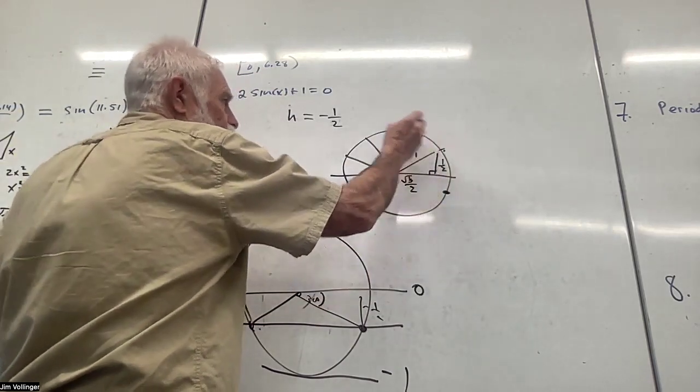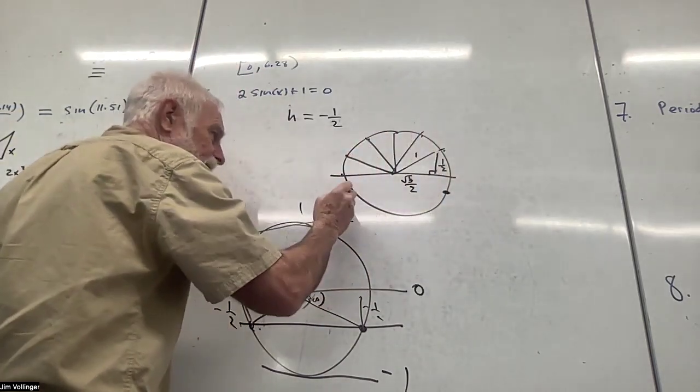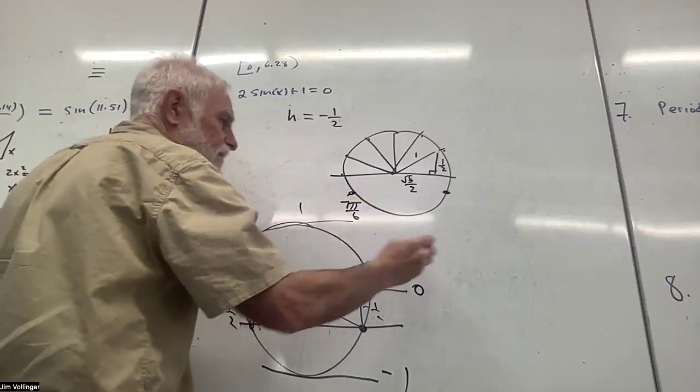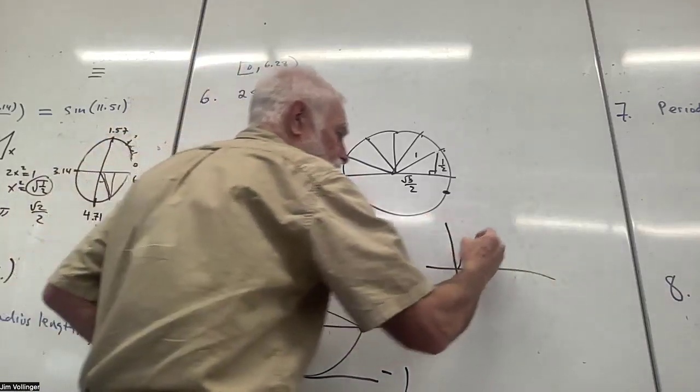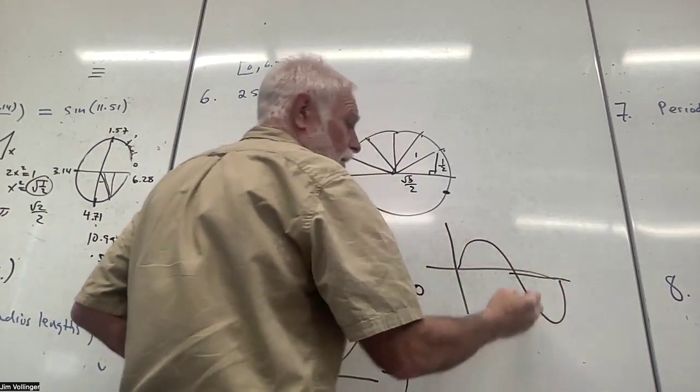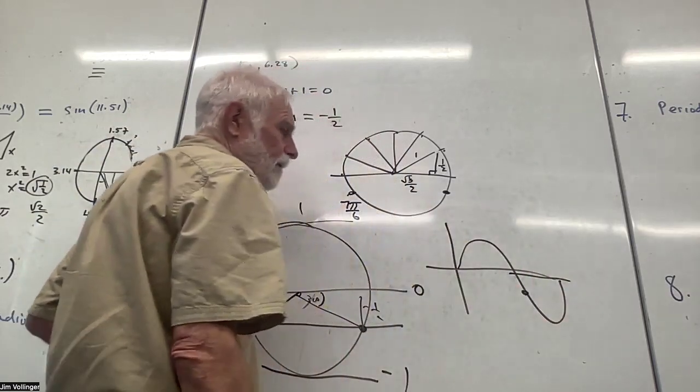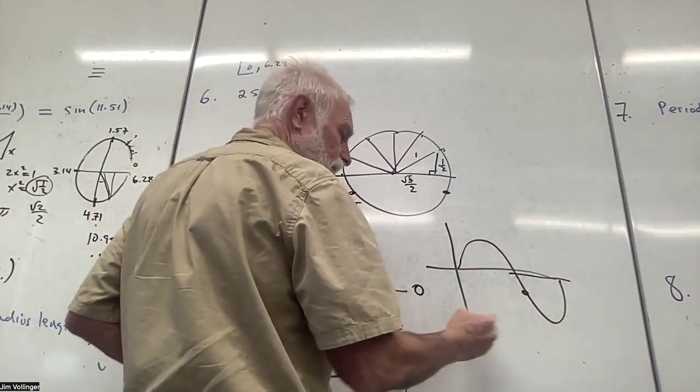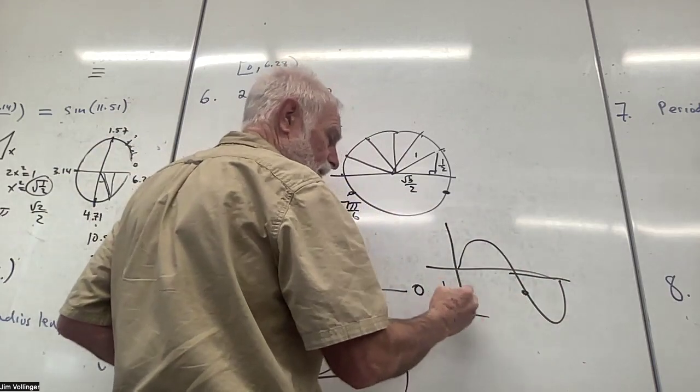1 pi over 6, 2, 3, 4, 5, 6, 7. 7 pi over 6. Let's see the sine function, 1 period. 30-degree angle past 180. Does that look like we're down halfway?